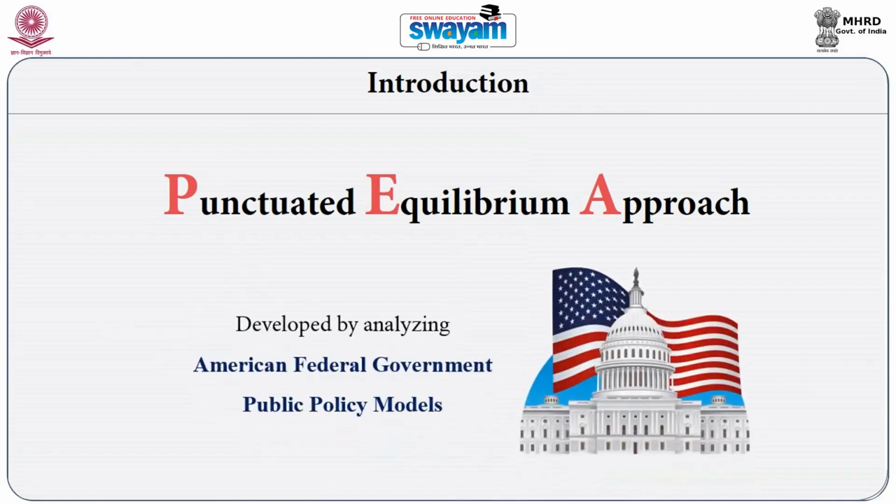The punctuated equilibrium approach has its origin in analyzing the federal government public policy models. Most of the scholars have taken a period of public policies in the federal government to analyze a situation, and they came to a theory that most of the models were lying dormant for a period of time, and after the period of stasis they deviated to a sudden or drastic shift.